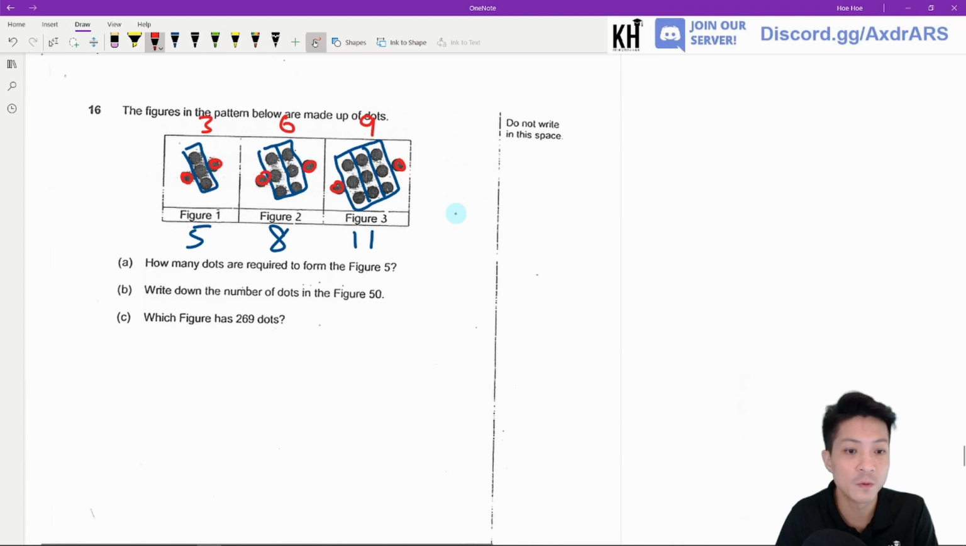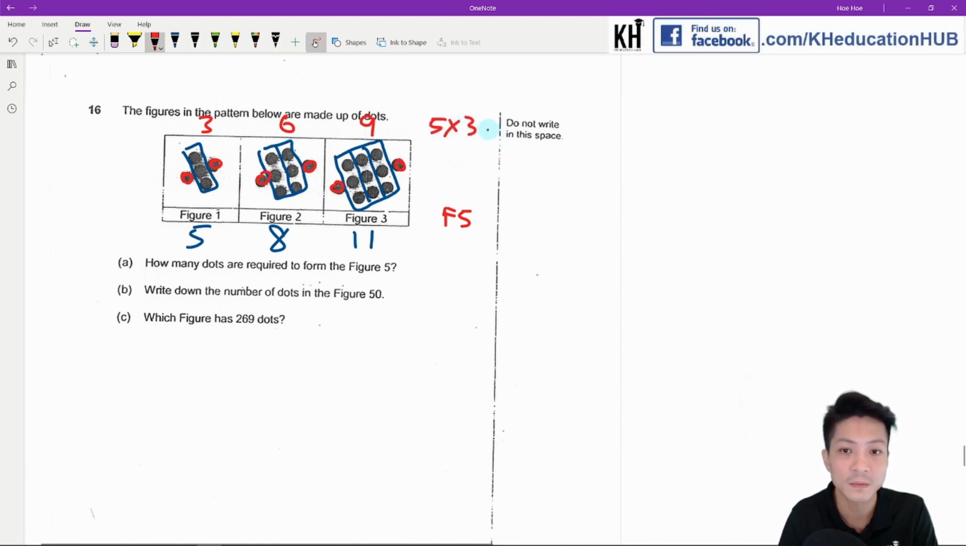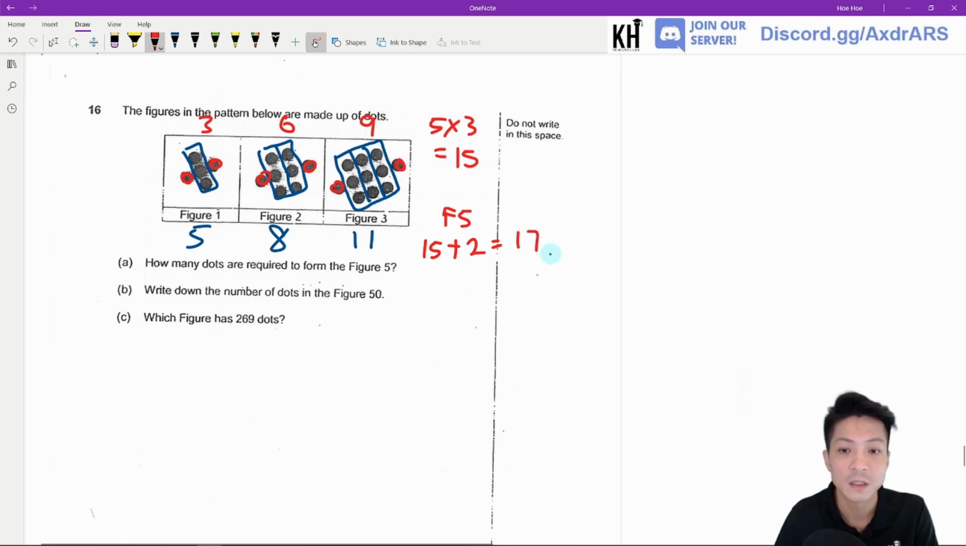So if you want to find out how many dots are required for figure 5, the first thing you need to do is 5 times 3, which is 15. And then the next step will be 15 plus 2, which is 17. So this is the answer for part A.